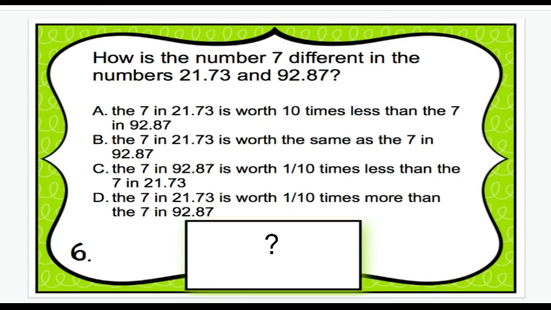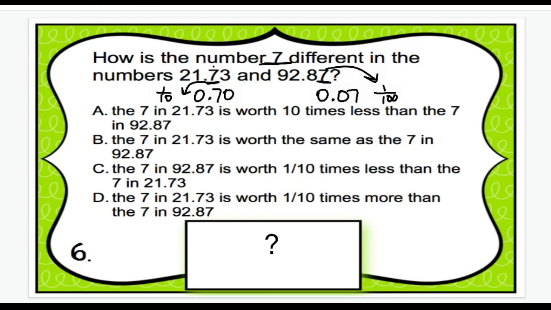Okay, this one. How is the number 7 different in the numbers 21.73 and 92.87? So we're focusing on the 7. So the 7 here is going to be 0.07, and then the 7 here is going to be 0.70. So it looks like this is in the 10th place. That means it's in the 1/10th place. And then this is in the 100th place. So that means it's in the 100th place.